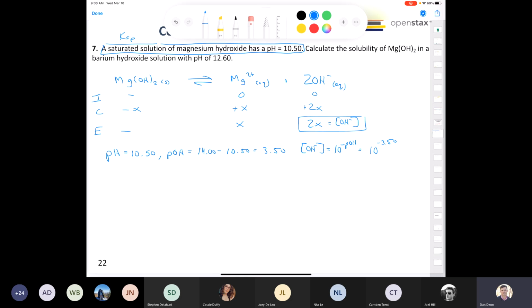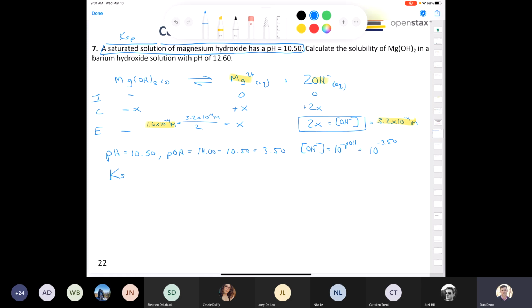And therefore, the concentration of our hydroxide, which is 2X, is going to be equal to 3.2 times 10 to the negative 4 molar. Now, if that is equal to 2X, that means the X is going to be equal to 3.2 times 10 to the negative 4 molar divided by 2, which is going to be equal to 1.6 times 10 to the negative 4 molar. So now I have the concentration of my magnesium ions, and I have the concentration of my hydroxide ions. Now I can write out an expression for KSP.